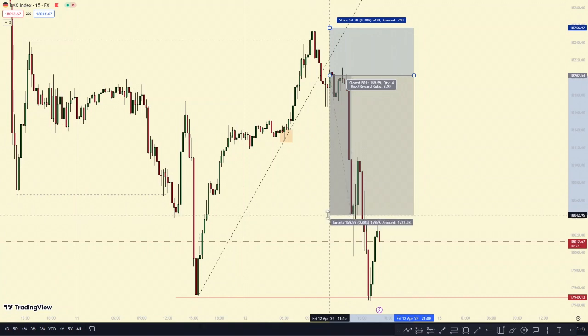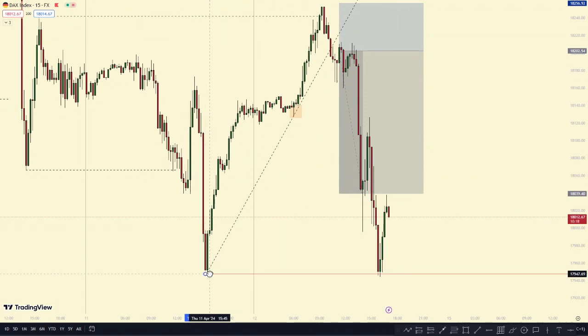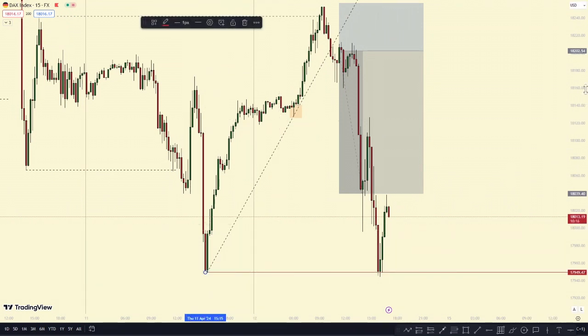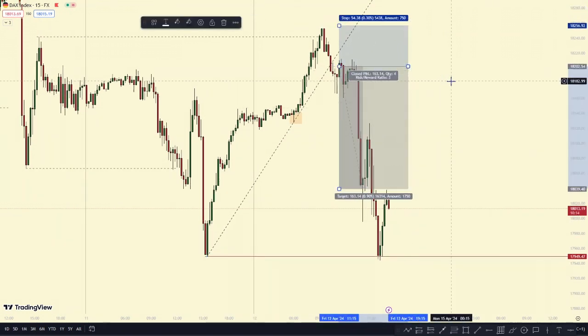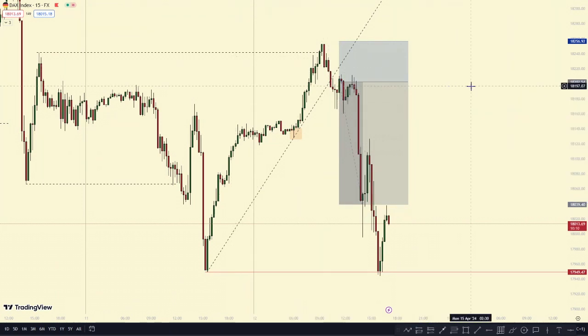In as much as, yes, I had an idea that price will come down to this low, I just don't want to be greedy. I just targeted 1 to 3 and called it a day. Just two trades today, which is Friday, 1:3 and 1:4 risk to reward. That's a very nice day.